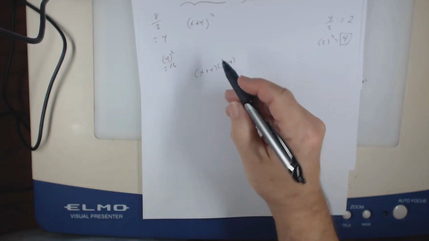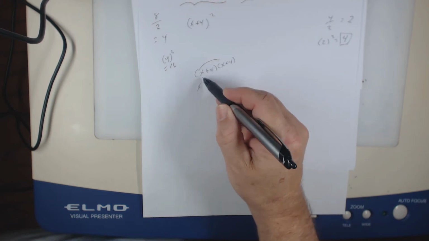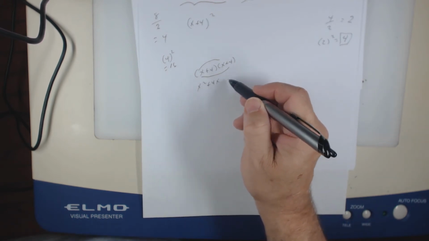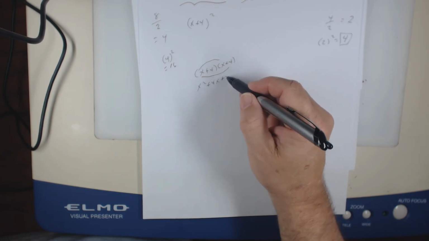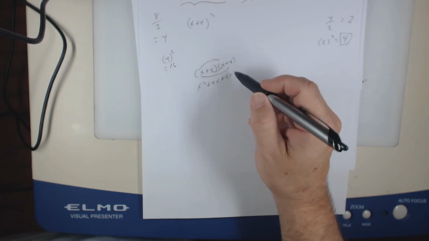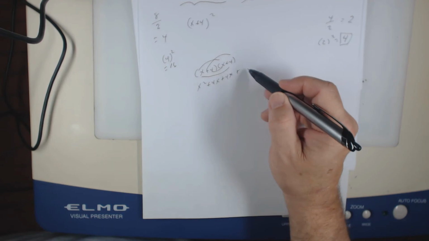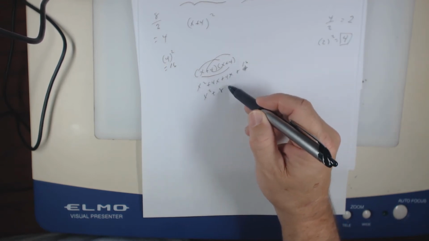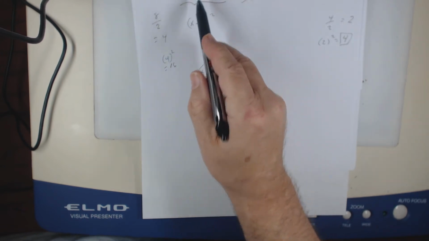Okay, if you FOIL it, it's x squared. What's the outer? Now, since the binomials are the same, the outer and inner should be the same. So the inner is also 4x. And what's the last? 16. Combine like terms, I get x squared plus 8x plus 16, which is what this was.